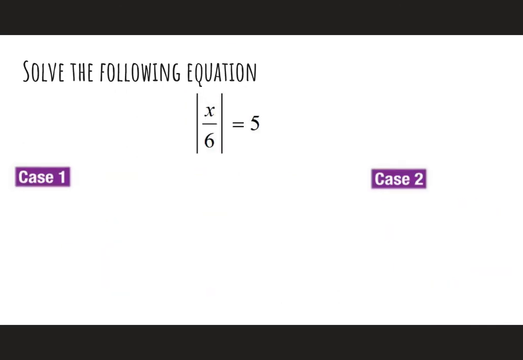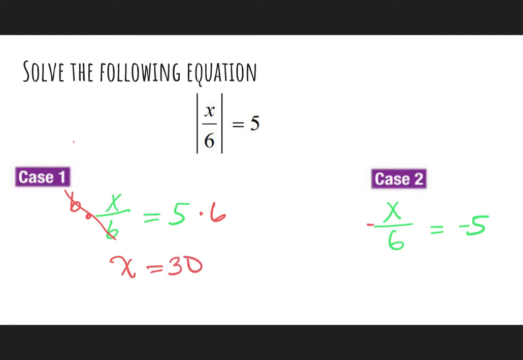So we're going to set up our two cases. X over 6 has to equal positive 5. X over 6 has to equal negative 5. And now we're going to do our inverse operation. So we're going to multiply by 6 on both sides. X is equal to 30. We're going to multiply by 6 on both sides. X is equal to negative 30.